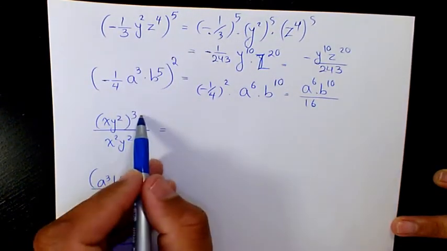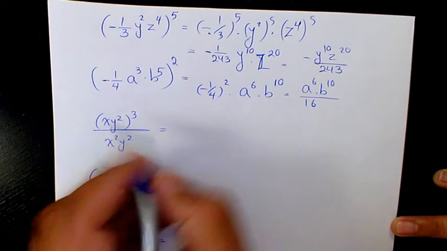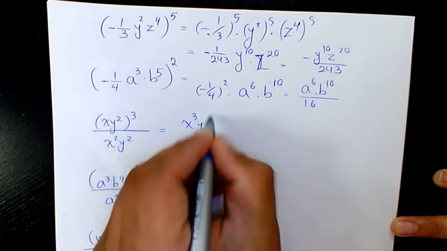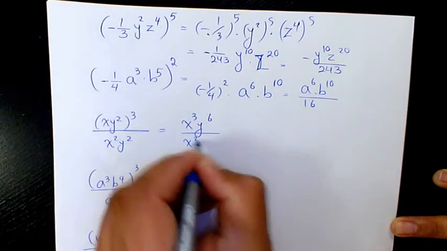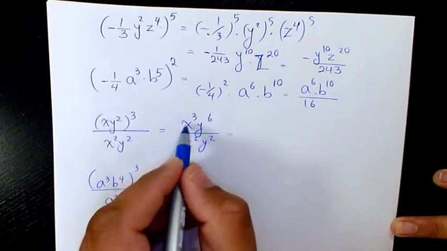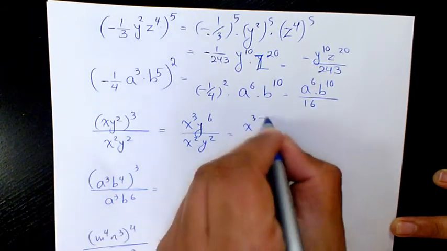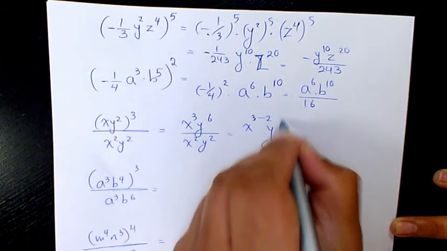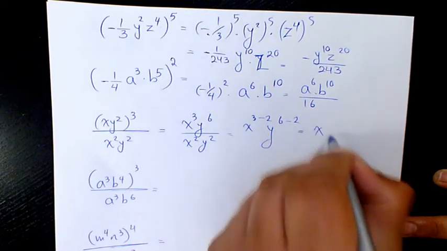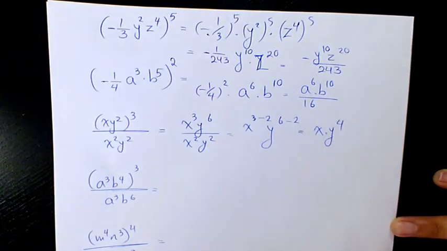xy squared to the power of 3 divided by x squared y squared. So it's going to be x cubed y to the power of 6 divided by x squared y squared. So x to the power of 3 minus 2. And here we have y to the power of 6 minus 2. So it's going to be x times y to the power of 4.